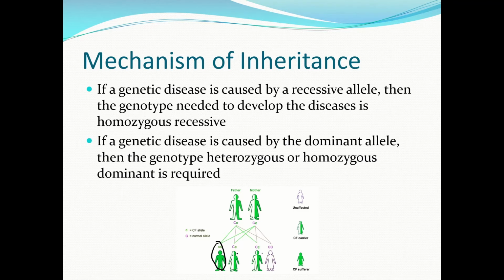Okay. But then if the genetic disease is caused by a dominant allele, then that's bad, because that means you can either be heterozygous or homozygous dominant to have it. The only one that wouldn't have it is homozygous recessive. So in this situation, the father has it, the mother has it, right? And any kid with a big C would have it, and this would be the only kid that doesn't have it, okay? So that would be if it was a dominant allele.